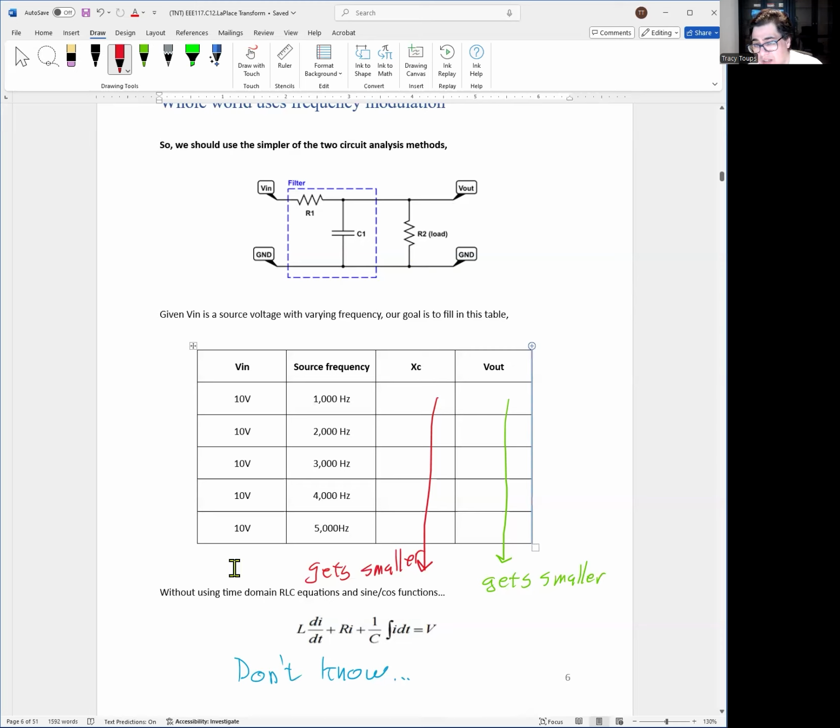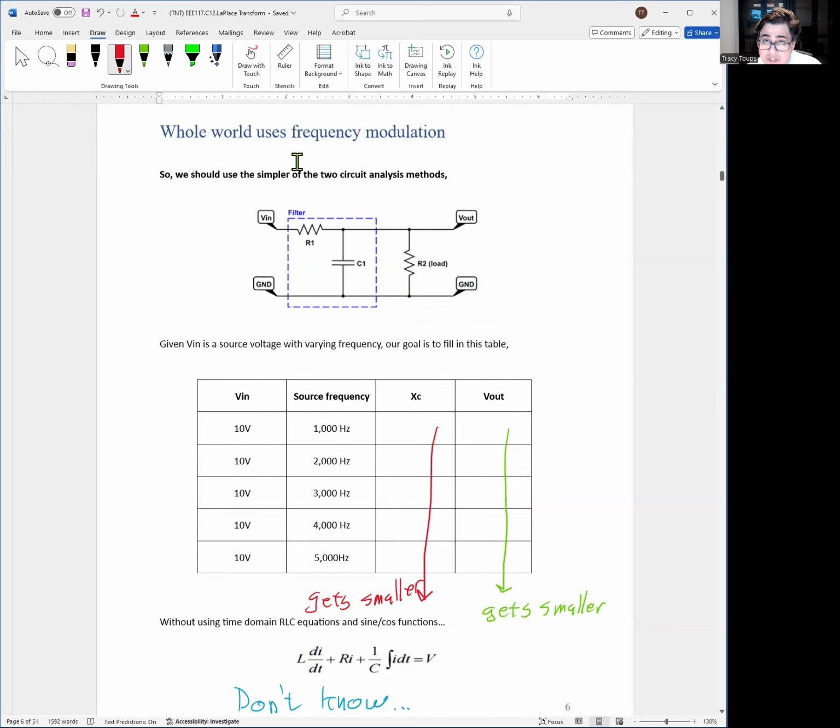So this is kind of what a varying frequency circuit looks like. And eventually we want to fill out this table. The reason we want to fill out this table is I want to see a trend. You'll notice as the frequency gets lower, V out gets lower, right? So this can help filter out high frequency noise. And we'll learn way in the future, this is called a low pass filter.